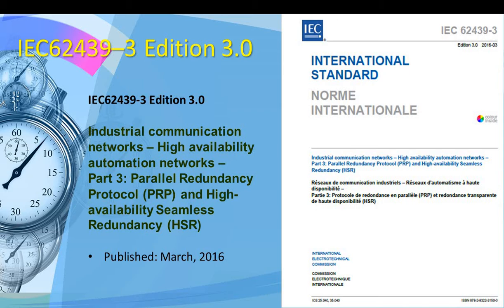IEC62439-3 edition 3.0 was released in March 2016. It's named Industrial Communication Networks, High Availability Automation Networks, Part 3: Parallel Redundancy Protocol, which means PRP, and High Availability Seamless Redundancy, which means HSR.